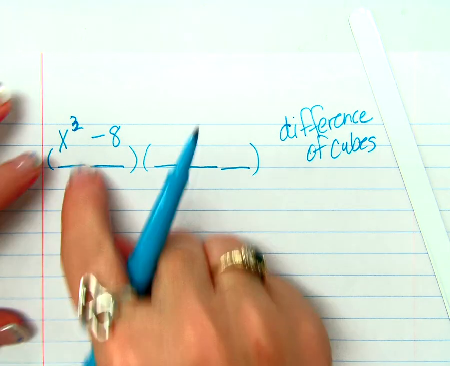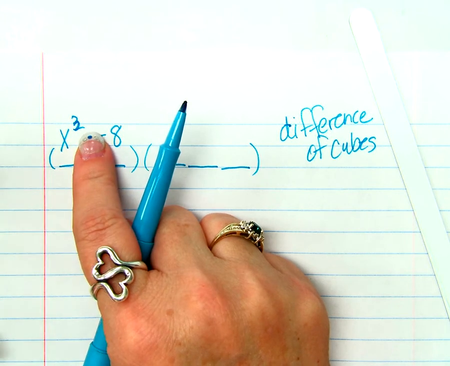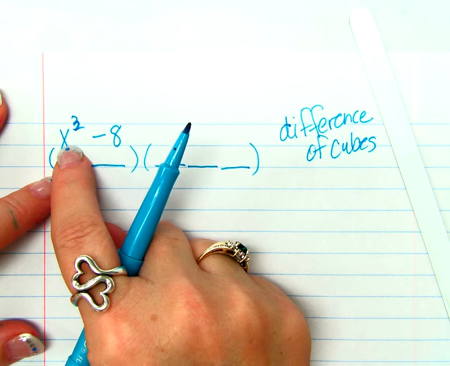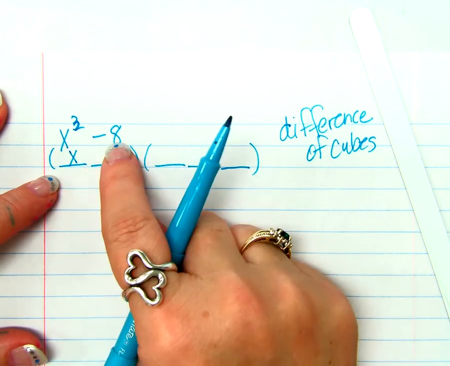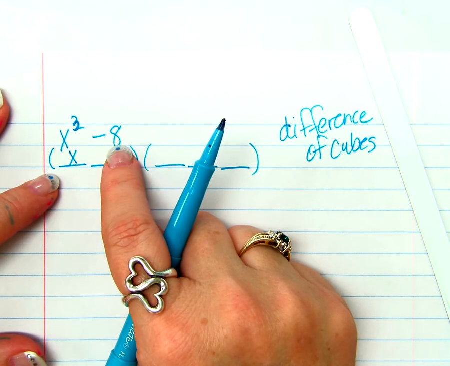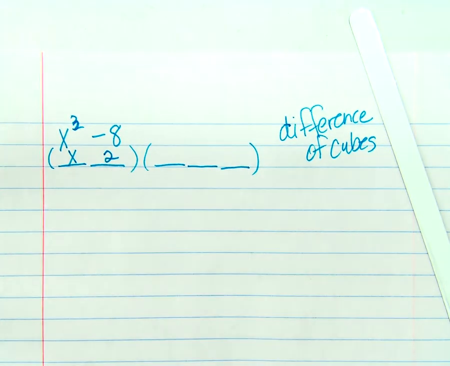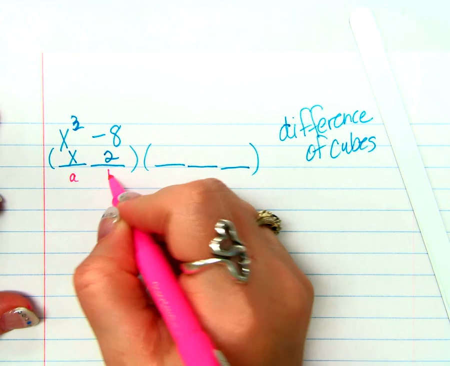Okay? What times what equals x cubed? X. That goes at the beginning of the binomial. It's also called the cube root of this first term. Okay? What times what equals 8? 2. It goes in the second part of the binomial. I'll tell you in just a second. I got to get a little mathy here. We're going to call that one A and that one B.